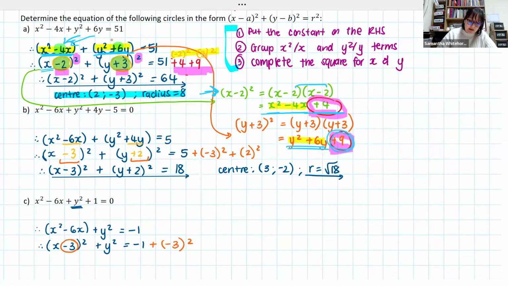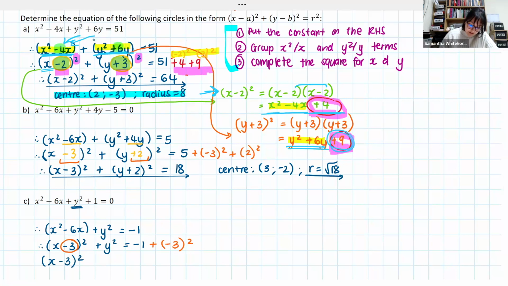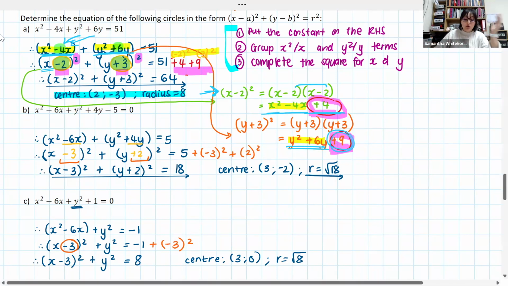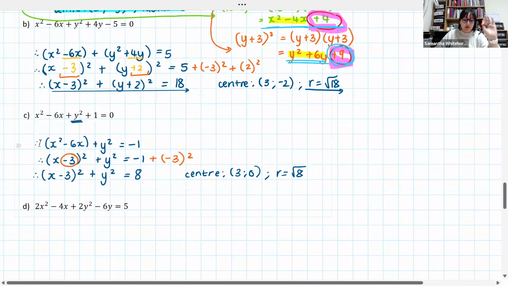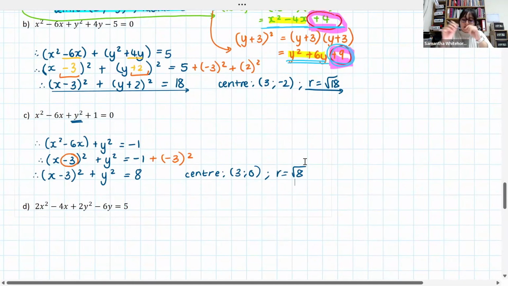There's no point. So our equation, x minus 3 squared plus y squared is equal to -1 plus 9, which is 8. You know exactly where your center is, 3, 0. And you know your radius is at square root 8. Done. That's it. No overcomplications, no stress, no muss, no fuss. Done. Right, if we look at D, I will make this smaller for you guys to screenshot in a second.